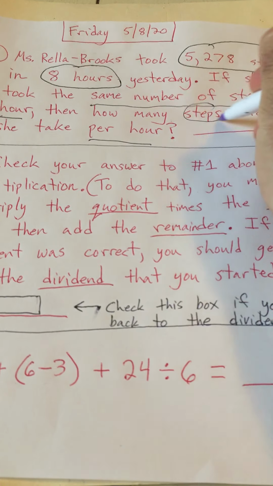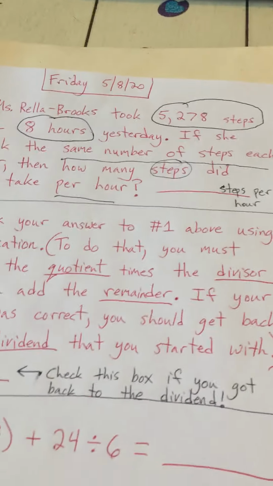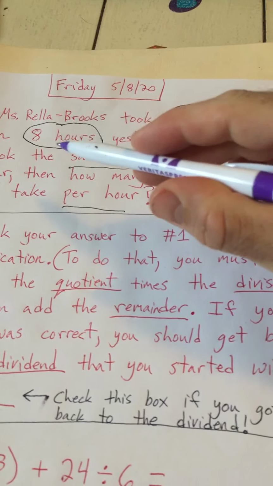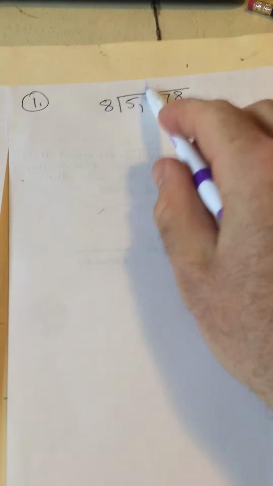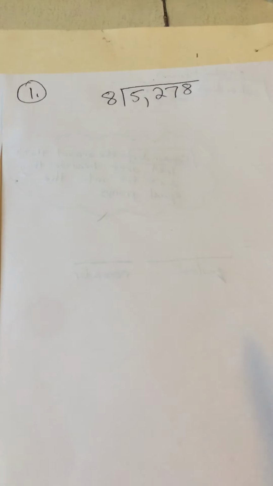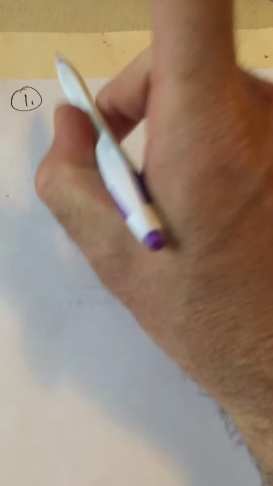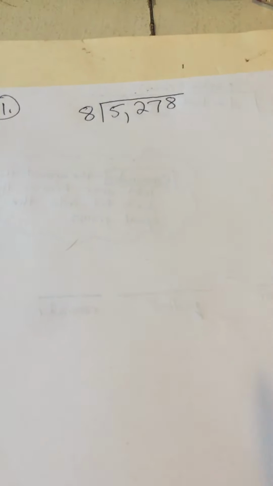Okay? So what we're doing is we're going to take her 5,278, make sure you get that number right, steps, and we're breaking it into 8 equal groups. So we are dividing it by 8. And then that'll tell us how much she took for each hour. So every group is going to tell us, the quotient is going to tell us, how much every single one of those 8 groups has, because they have to be 8 equal groups.